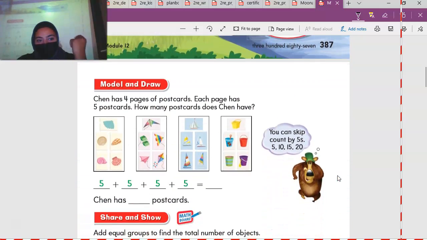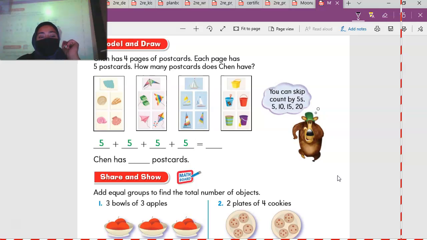All right. Let's go to the next page. Shin has 4 pages of postcards. Oh, look, each. Every time we see that word each, I need you to box it. Each page has 5 postcards. How many postcards does Shin have?